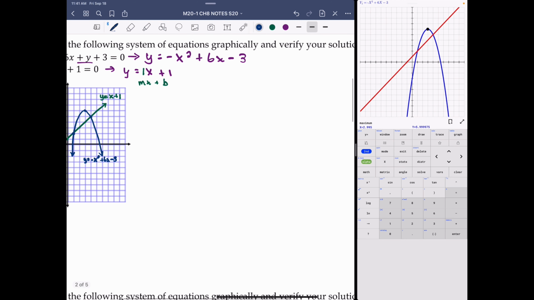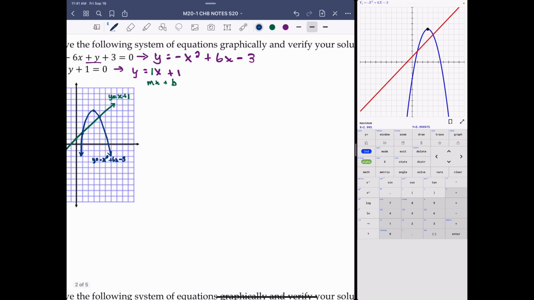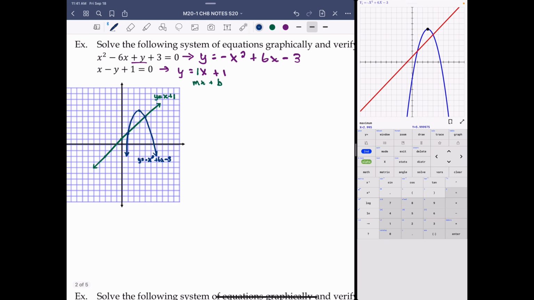Negative x squared plus 6x minus 3. Good. Then it wants us to verify our solution. So first of all, let's write down what our solutions were. We can write them on the graph. They were 1, 2, and 4, 5. We can also write them over here. One, 2, and 4, 5. Now let's verify.